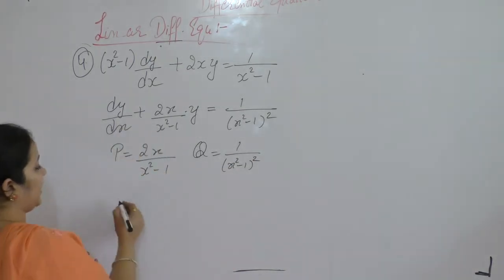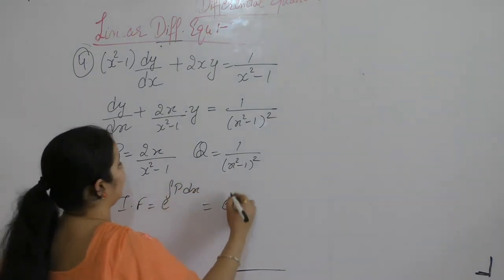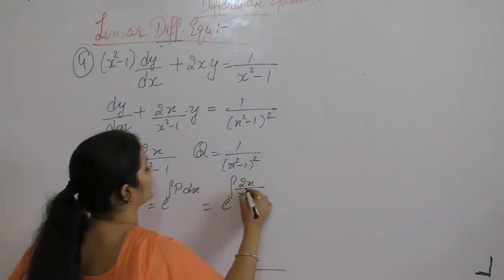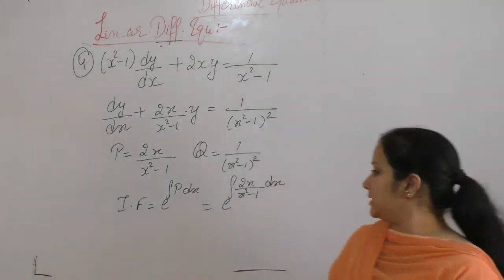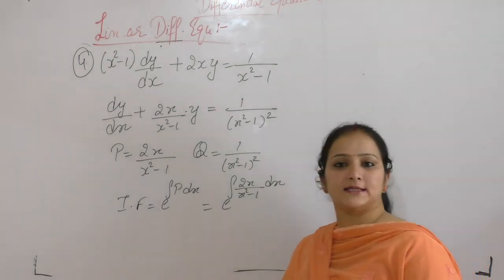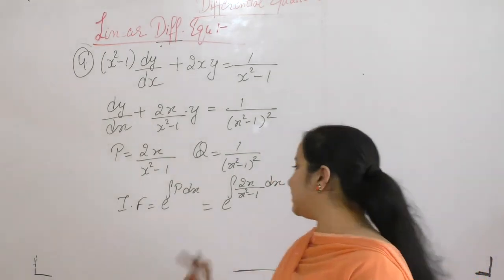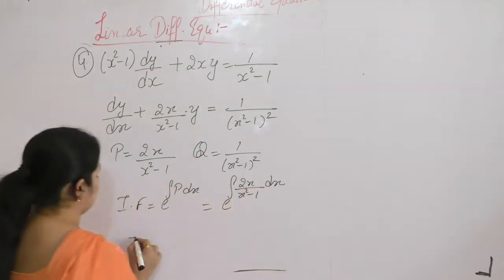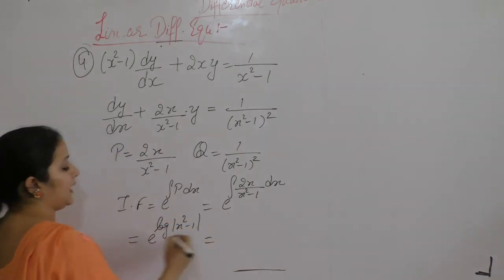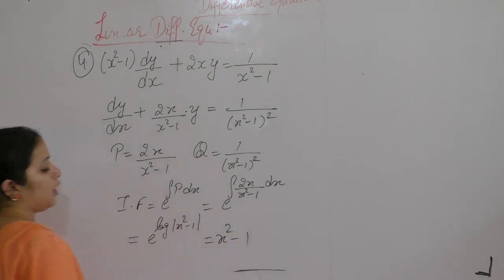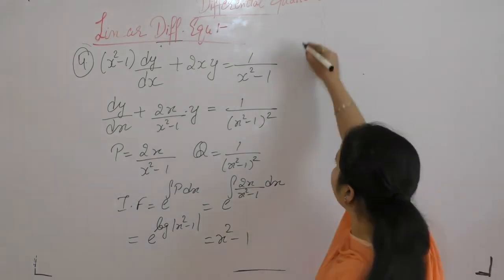Now in the next step we have to find the integrating factor. Integral of p dx, 2x upon x square minus 1 dx. Now derivative of x square is 2x, derivative of 1 is 0. So this integral is of the form integral of f dash x upon f of x is equal to log of f x. The log will get cancelled, we get the integrating factor as x square minus 1.